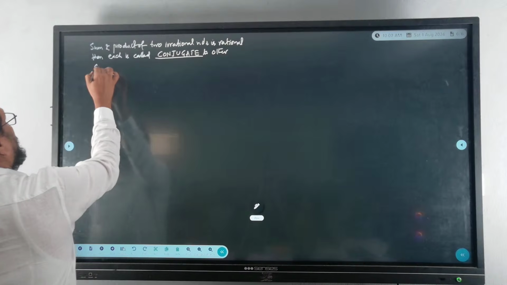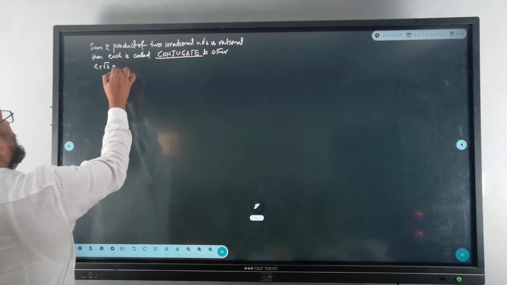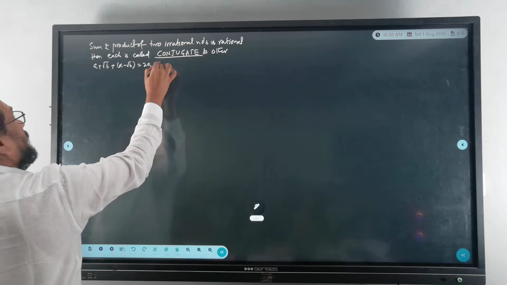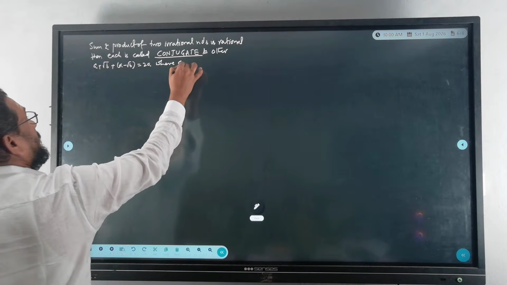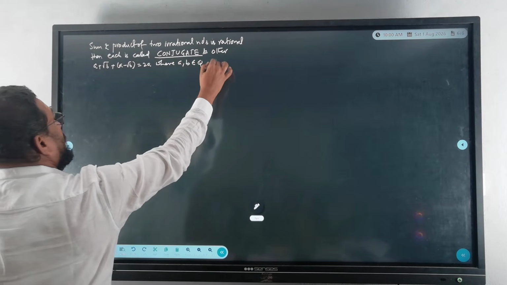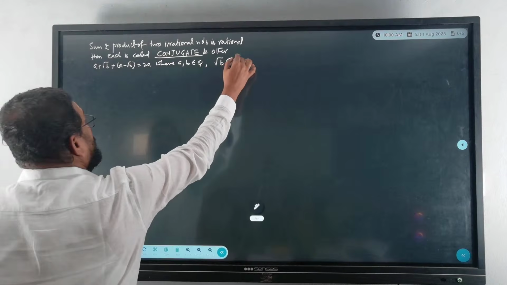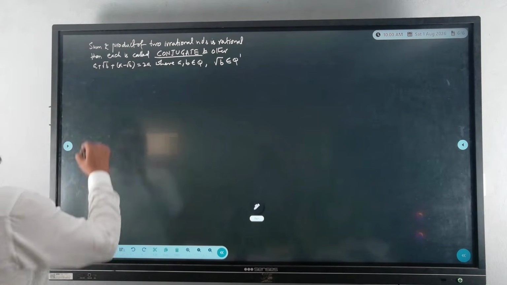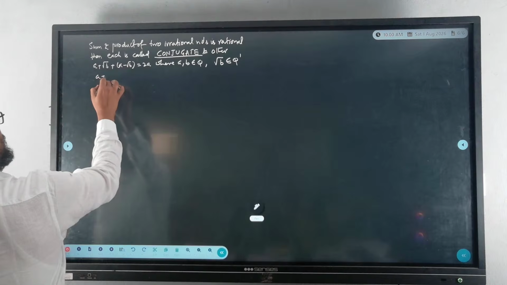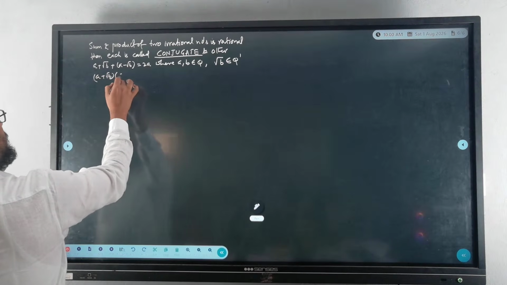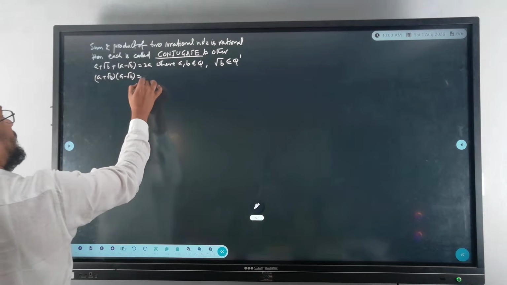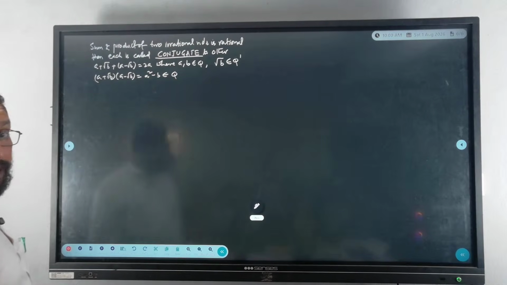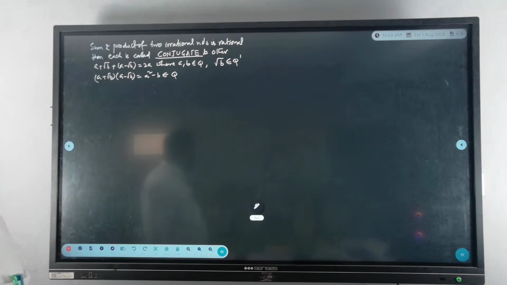Suppose here if you take a plus root b plus a minus root b, that is equal to 2a, where a, b belong to Q and root b belongs to Q dash, irrational. Then a plus root b into a minus root b is equal to a square minus b, which belongs to Q, because a, b rational, a square minus b also rational.